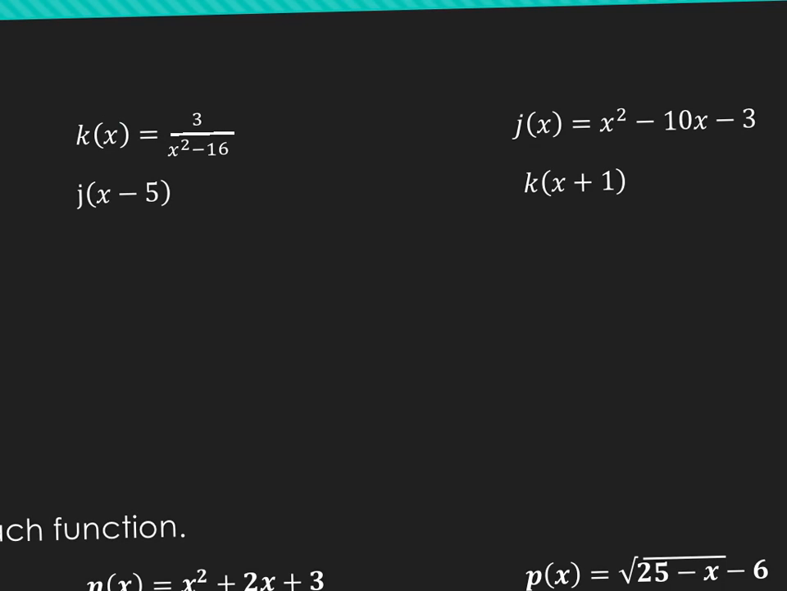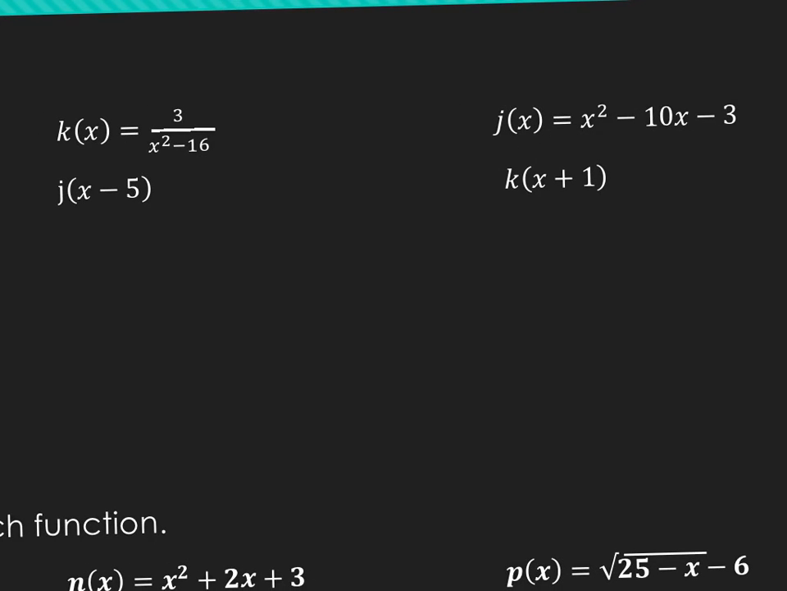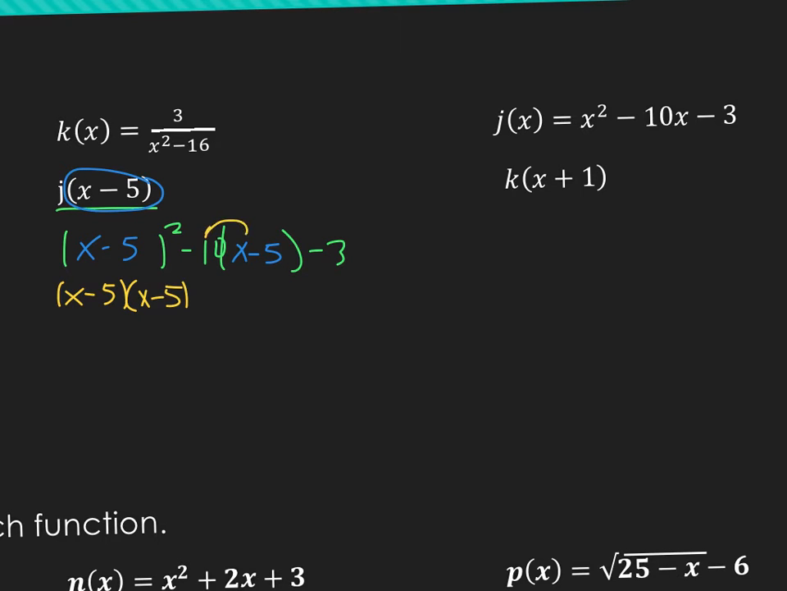In the next example, notice we're going to look at the j function. So I'm going to write my j function without the x's. And this time, we will replace the x's with an x minus 5. Now this is where you will have to do some algebra. So remember, the quantity squared means we're going to write the x minus 5 twice. I can distribute the -10 to both terms, so minus 10x plus 50, and then the -3 is alone.